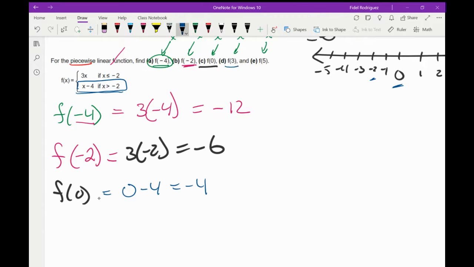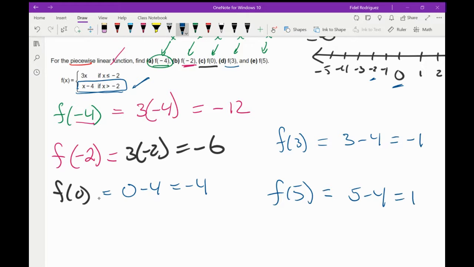And then we're going to do the same thing for this one here, f of 3. So we know that 3 is bigger than negative 2. So again, we're going to use the bottom part. So 3 minus 4 is negative 1. If I have $3, but I owe you 4, I still owe you $1. And then for the last part, f of 5, we're going to do the same thing. We're going to use the bottom part. 5 minus 4 is 1. Okay.